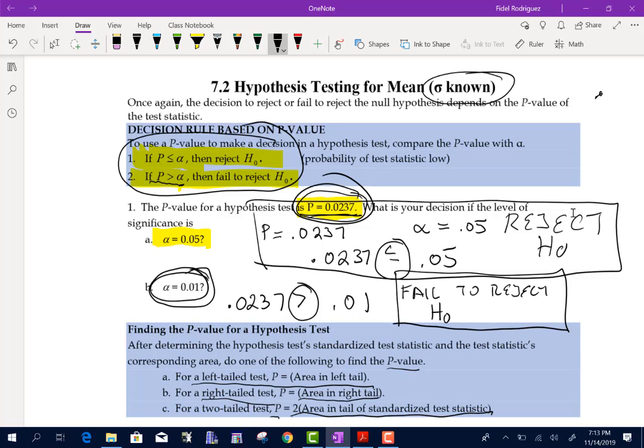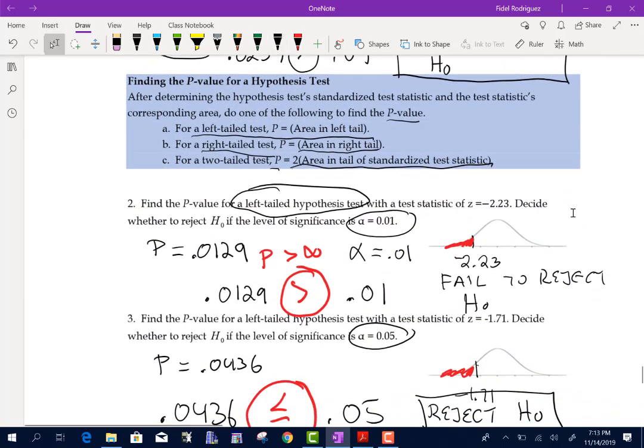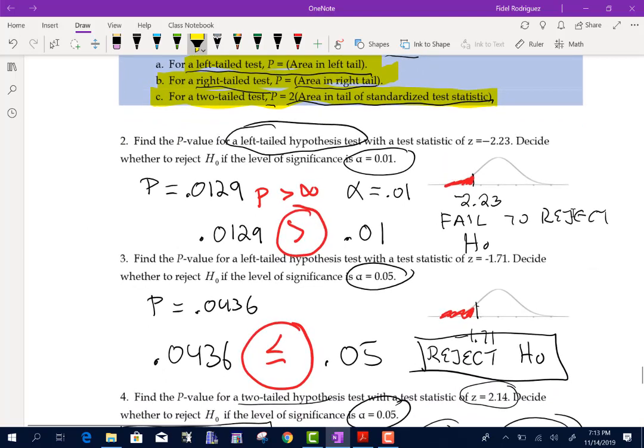Okay, and then the second part, I'm just going to scooch over here, guys. The second part said finding the p-value for a hypothesis test. It told me that when our test was a left tail test, the p-value was going to be the area in the left tail. When we had a right tail test, it was going to be the area in the right tail. And if we had a two-tail test, it was going to be twice the area in the tail of the standardized test statistic. So let's see if we can make sense of what that means in terms of this first problem, number 2.